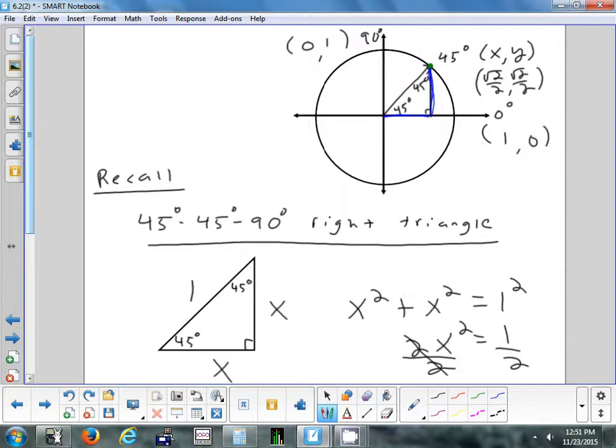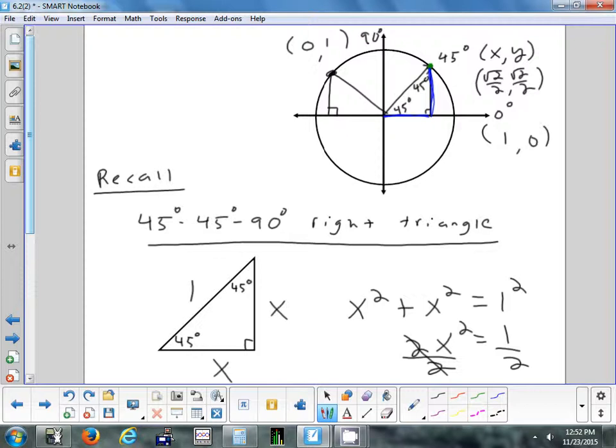Okay, so now if they asked us to find the sine or cosine, whatever they want, we know x, we know y, we'll do that in a little bit. All right, what do you think would happen if I had 45, 45, 90? But this time it's going to be in quadrant 2. What do you think the only difference would be between doing it in quadrant 1 and quadrant 2?